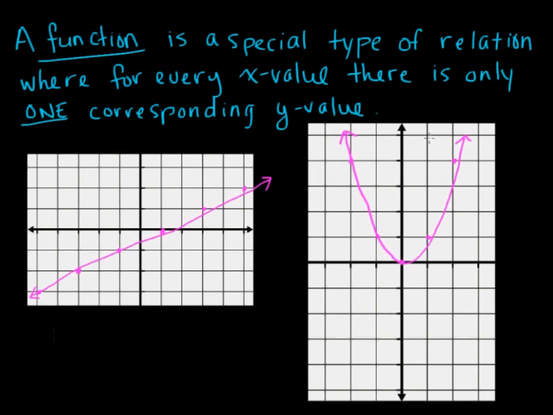Here's a couple more examples. Sometimes we might want to take a look at relations that are on a graph. And if we're given relations on a graph, a mapping diagram isn't all that useful because we would have to convert the graph into a set of ordered pairs first. So what we use is the vertical line test.